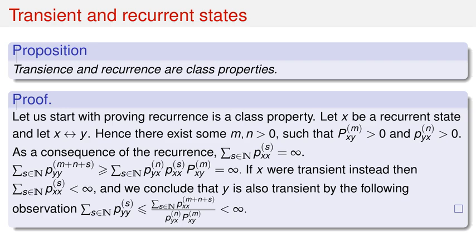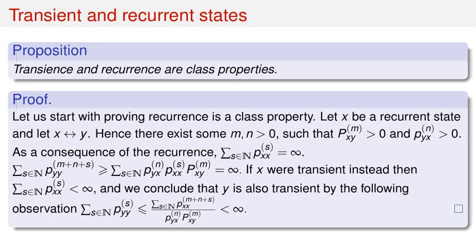Because x is recurrent, we know that the sum over all s in the natural numbers of P_xx^s is infinite. Now consider the sum over s of P_yy^(m+n+s). This sum is greater than or equal to the sum over s of P_yx^n times P_xx^s times P_xy^m. Since the sum involving P_xx is infinite and the other two probabilities are positive constants, this entire sum is also infinite, implying y is recurrent.